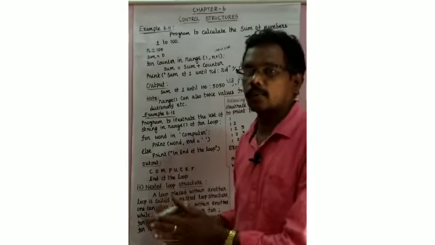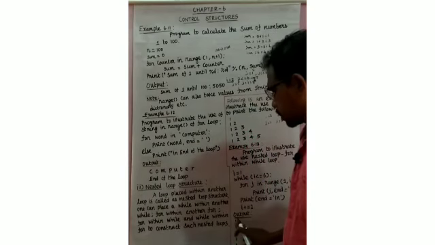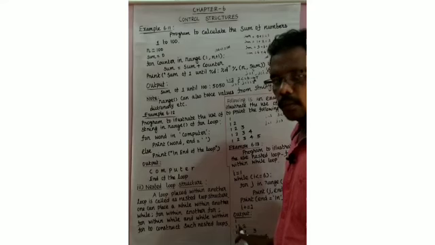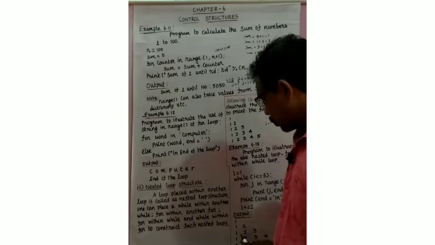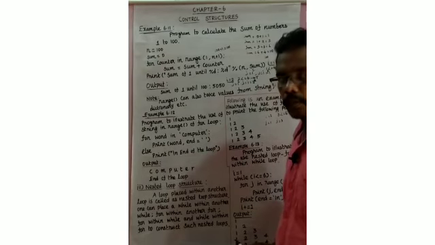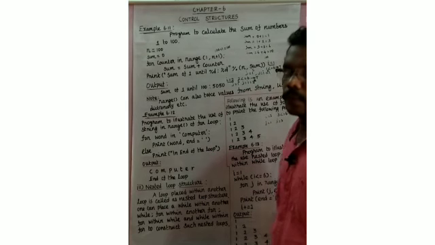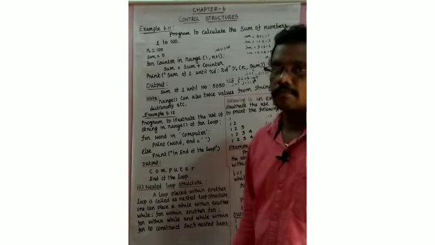Finally, we get the output like this. In the first line, number 1; in the second line, 1 and 2; in the third line, 1 2 3; in the fourth line, 1 2 3 4; and in the fifth line, 1 2 3 4 5. Okay, that is the output of this program.